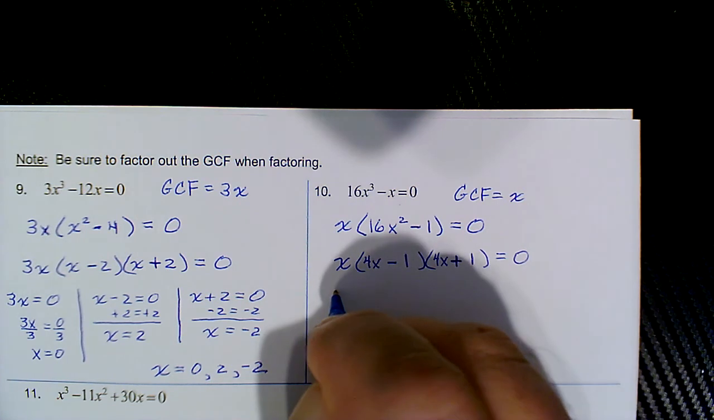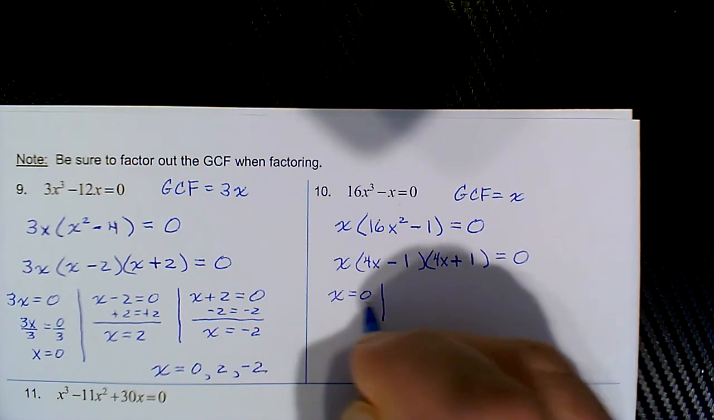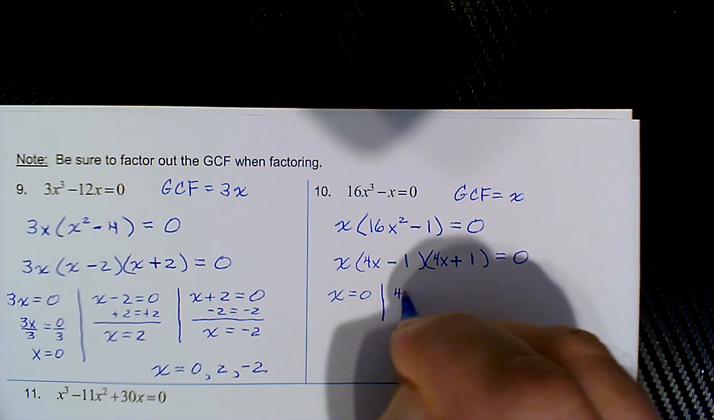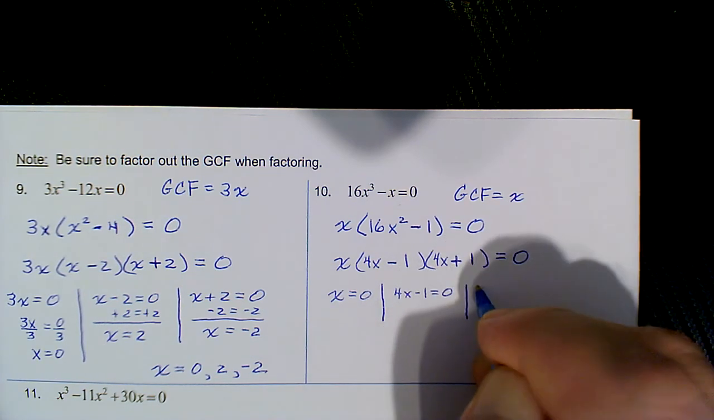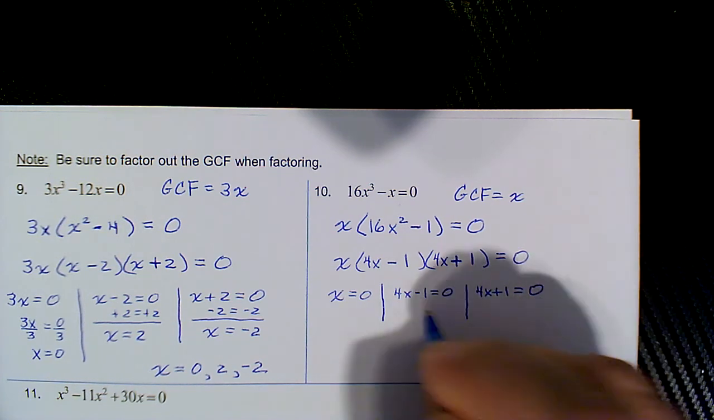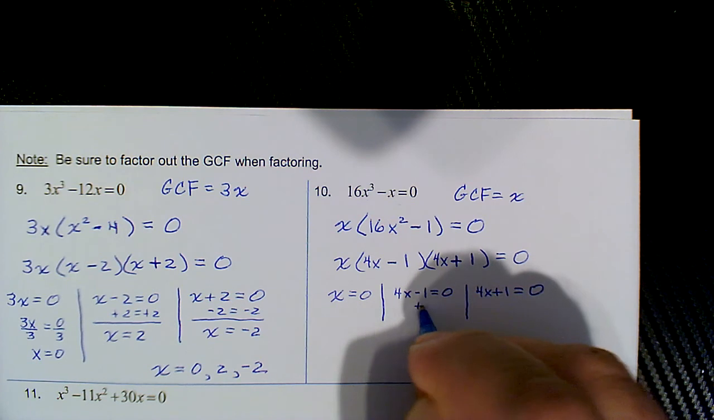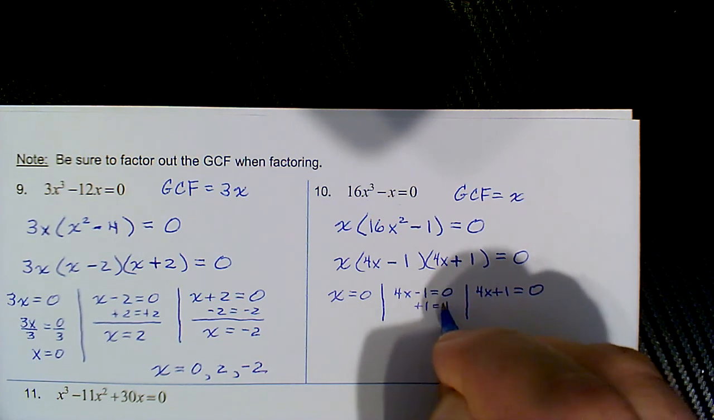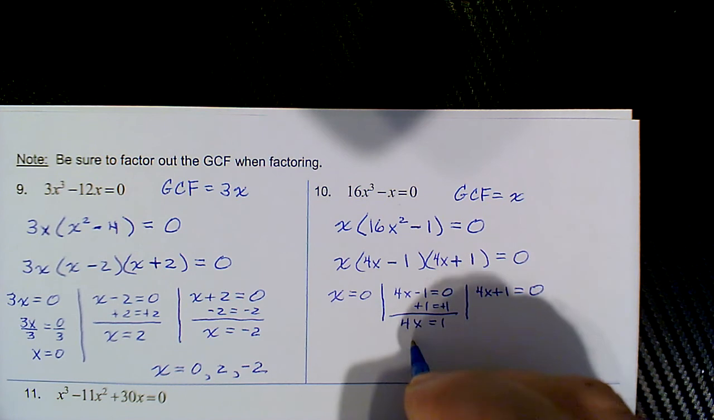So now set each factor to 0. So x is 0. That's actually a solution right away. 4x minus 1 is 0. And set 4x plus 1 to 0 as well. Okay, and these are the two-step process. Again, x is 0 is a solution. Two-step process, add 1 to both sides. Get 4x is 1.